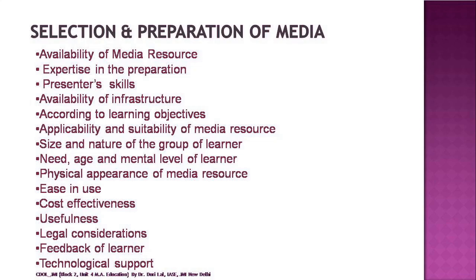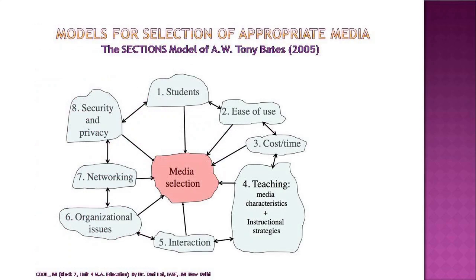One of the models for selection of appropriate media is given by A.W. Tony Bates in 2005. The model is called SECTIONS. Selecting media and technology is a complex process involving a very wide range of interacting variables. There is currently no adequate theory or process for media selection. The SECTIONS model, however, provides a set of criteria or questions, the result of which can help inform an instructor when making decisions about which media or technology to use.